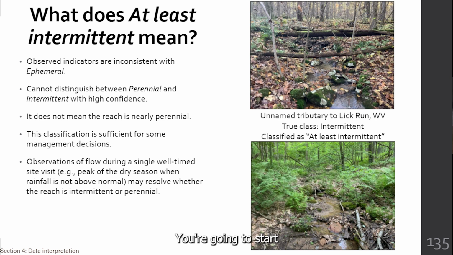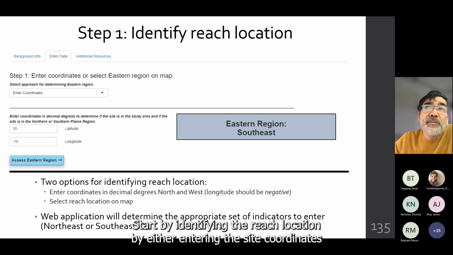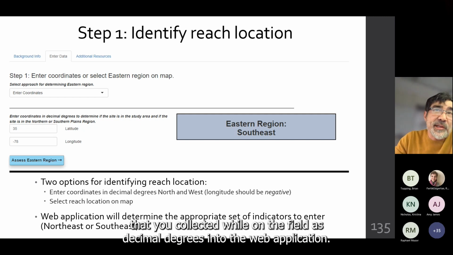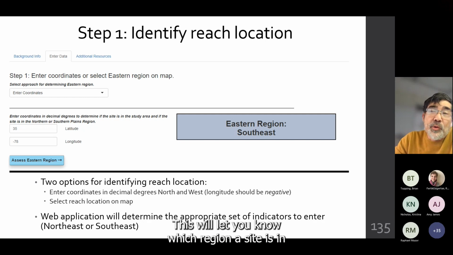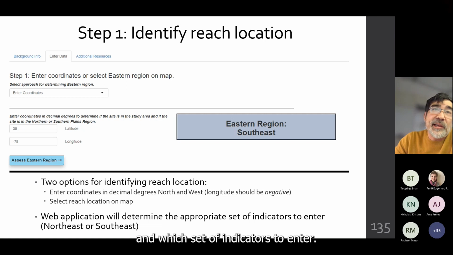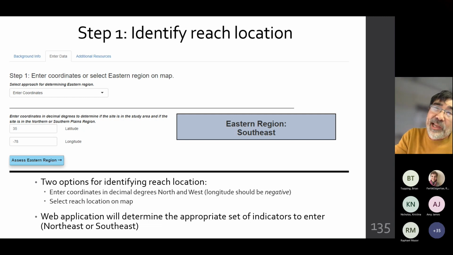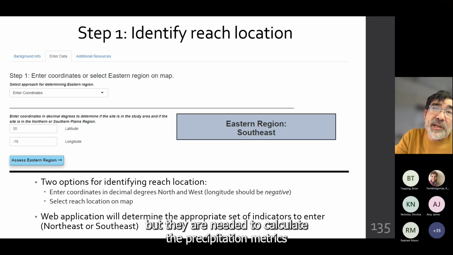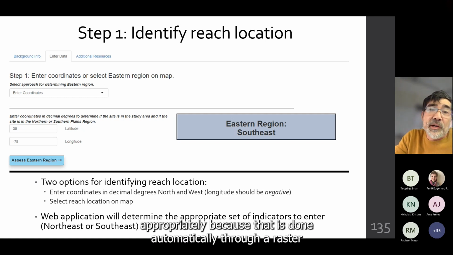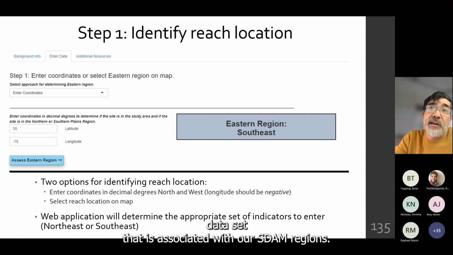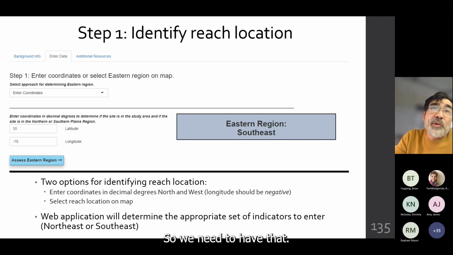You're gonna start using the application here. Start by identifying the reach location by either entering the site coordinates that you collected while in the field as decimal degrees into the web application. This will let you know which region the site is in and which set of indicators to enter. The exact coordinates aren't needed for you to determine the correct region, but they are needed to calculate the precipitation metrics appropriately, because that is done automatically through a raster data set that is associated with our SDAM regions. So we need to have that.